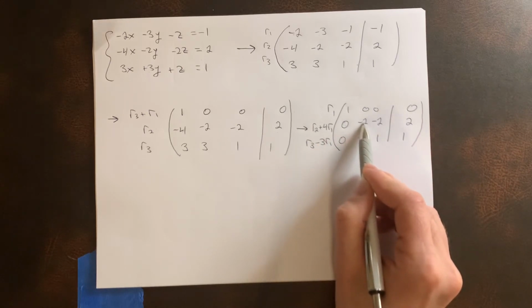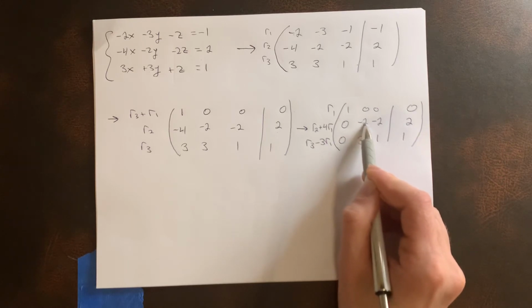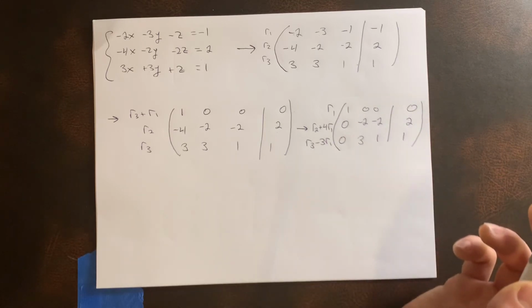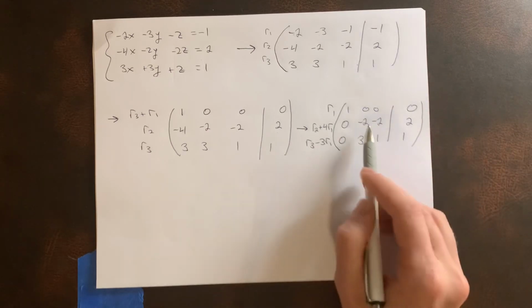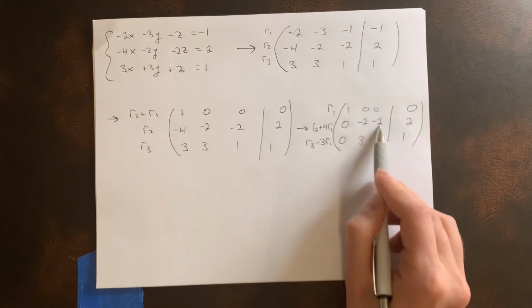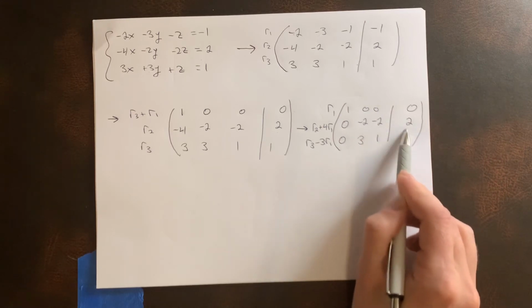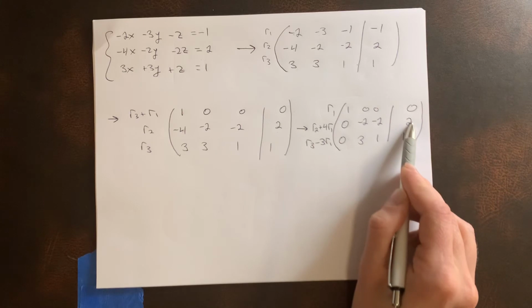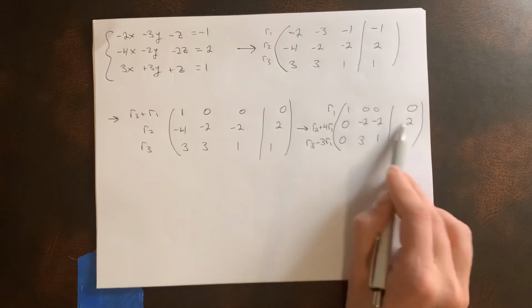So if we take negative 2 and divide this whole row by it, we'll have negative 2 divided by negative 2 right here, which is positive 1, which is okay, but we want to make sure we avoid fractions. But if we look at these other two numbers, negative 2 divided by negative 2, that's also going to be 1. And positive 2 divided by negative 2, this number is going to be negative 1. So we're not going to have any fractions if we divide this whole entire row by a negative 2.